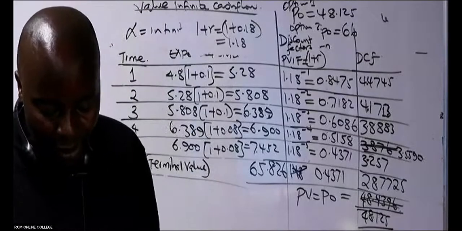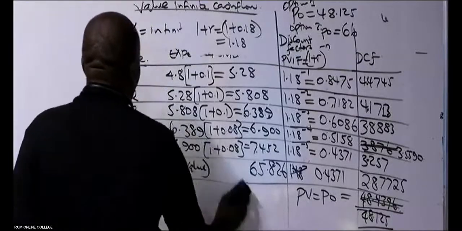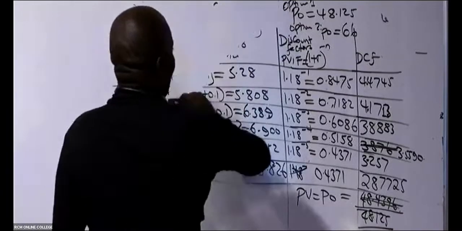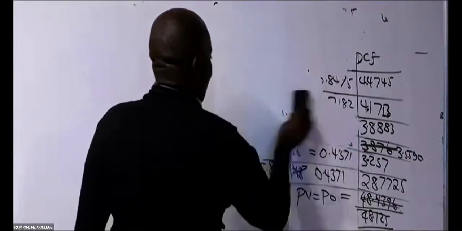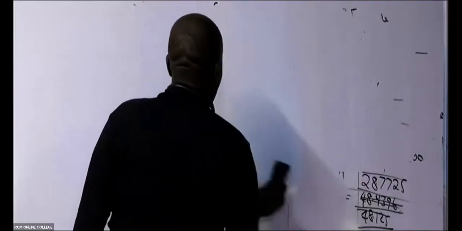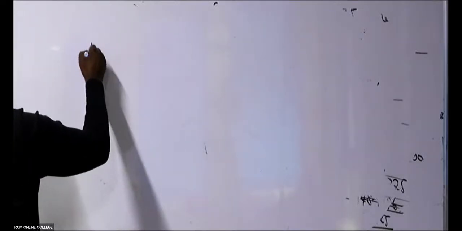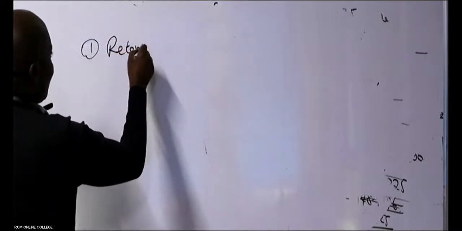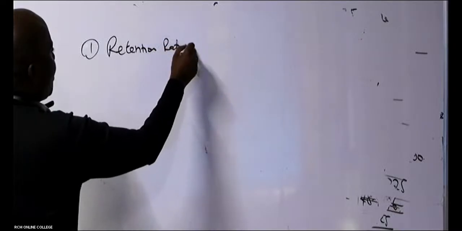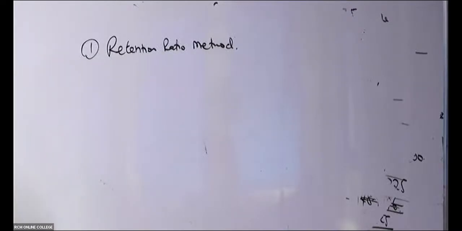So give me a title there: methods of computing the growth rate. Number 1, we have what we call the retention ratio method. That's number 1.